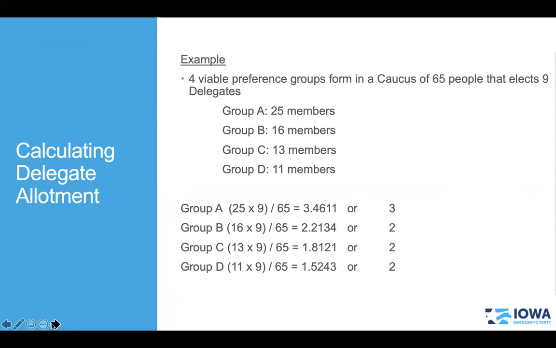If you want to practice to make sure you get the same numbers, I would recommend pausing this video. You can see the results here: Group A has 3.4611 delegates, which would round down to 3 delegates. Group B has 2.2134 delegates, which would round down to 2 delegates. Group C has 1.8121, which would round up to 2 delegates. And Group D has 1.5243 and would round up to 2 delegates. If you add those numbers together, that gets you to your 9 delegates, and those are your viable groups and the delegate allotment for each preference group.